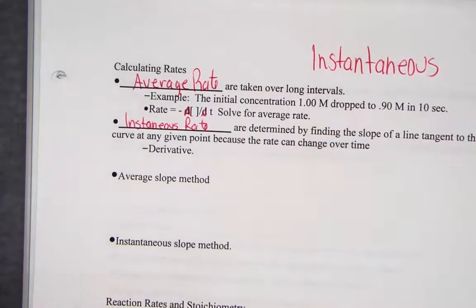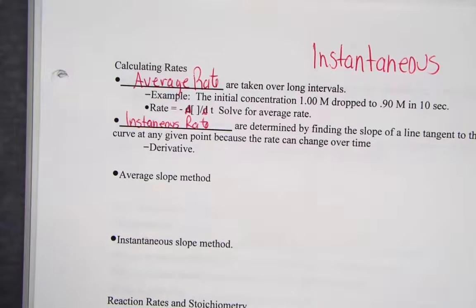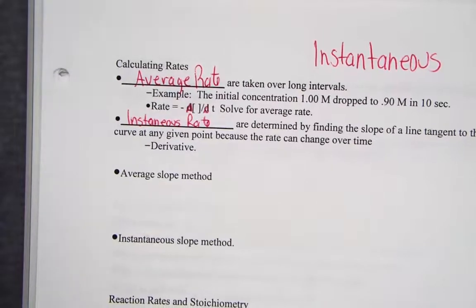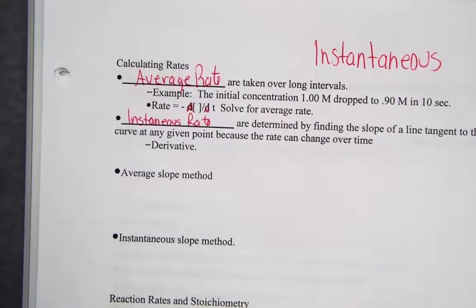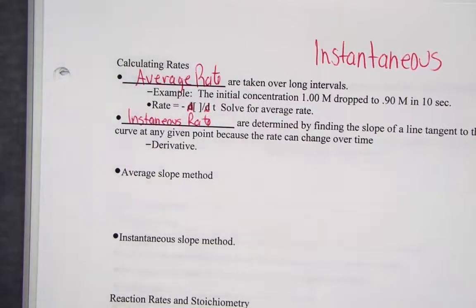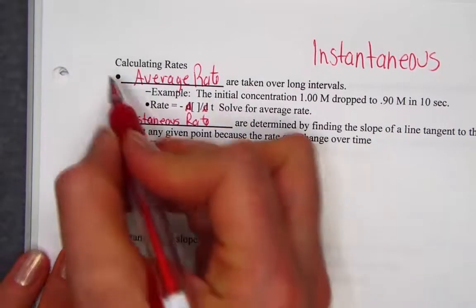An instantaneous rate is determined by finding the slope of a line tangent to the curve at any given point, because the rate isn't changing over time, it's happening at an instant. It's known as a derivative to the calculus buffs out there. Let me represent these in terms of a graph.